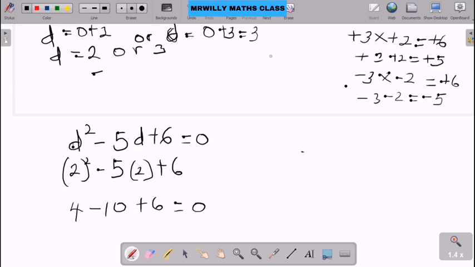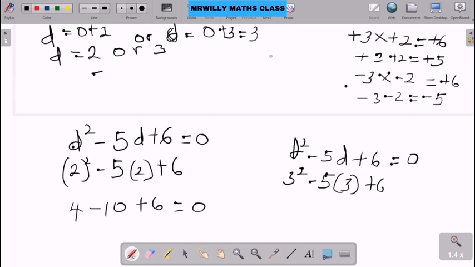And I can also confirm it for 3. So you just say d square minus 5d plus 6 equals to 0. So we are using 3 now. So that will be 3 square minus 5 bracket 3 plus 6. What is 3 square? 3 square is 3 times 3, that will be 9. Minus 5 times 3, that will be minus 15 plus 6.